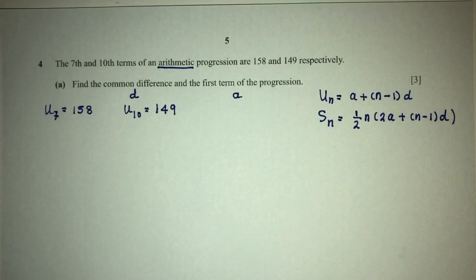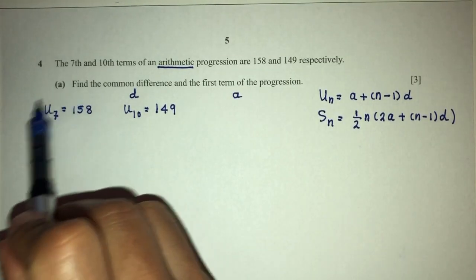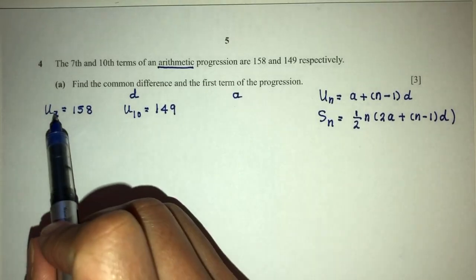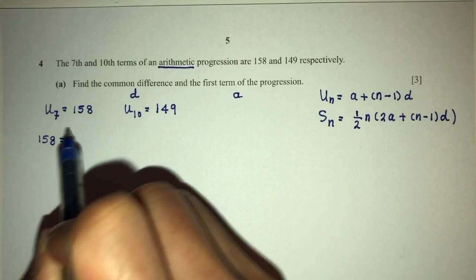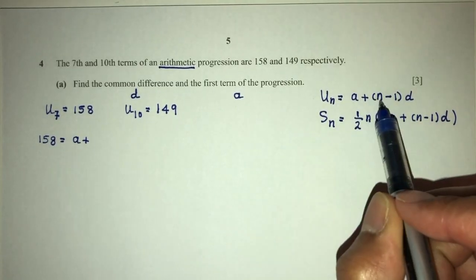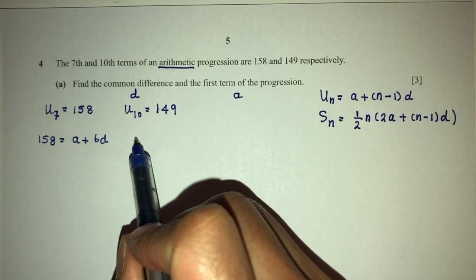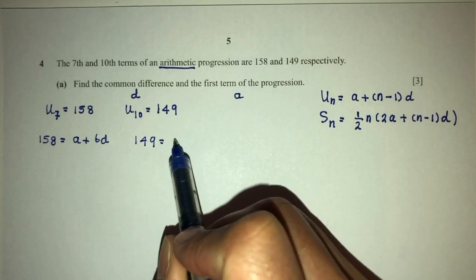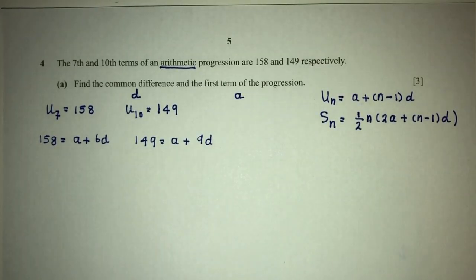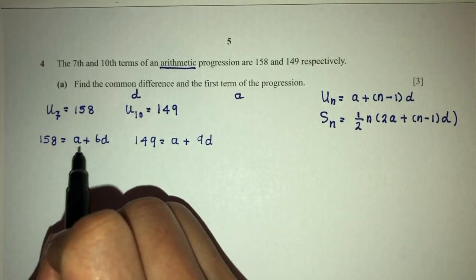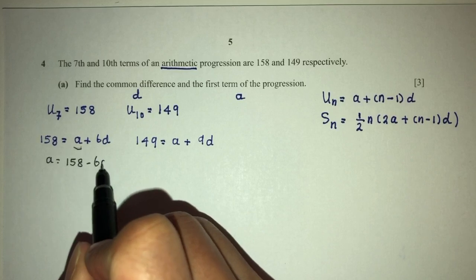There are a few ways of doing this question, so let me show you both ways. First way, we can replace one by one. Here n is 7, so you will have 158 is equal to a plus 7 minus 1 is 6, times d. That is my equation number 1. And here we have 149 is equal to a plus 10 minus 1 is 9, times d. Now we can make a the subject here. You will have a equals 158 minus 6d.